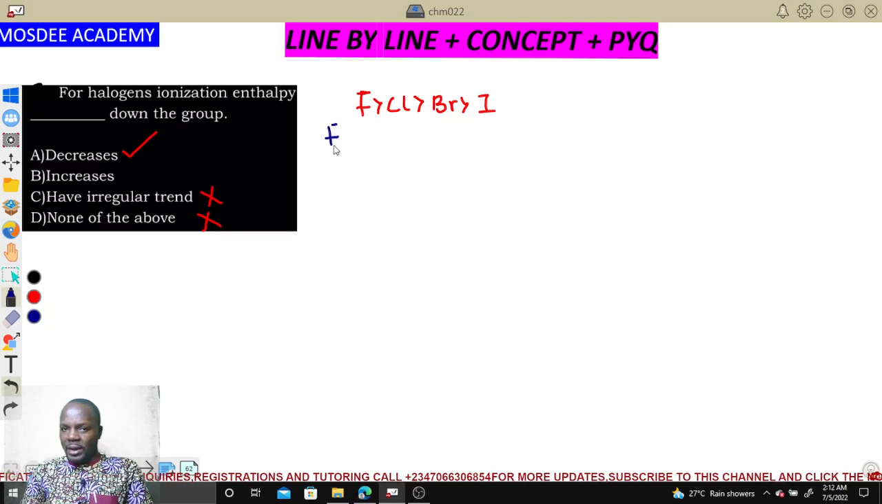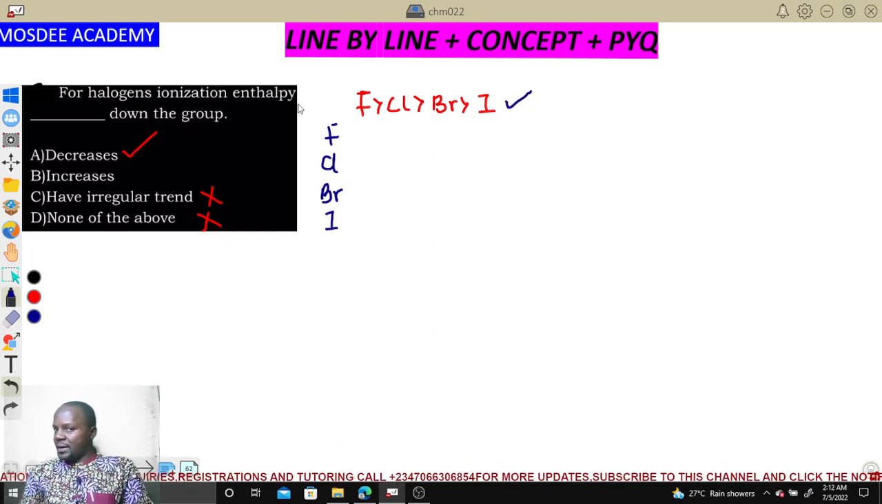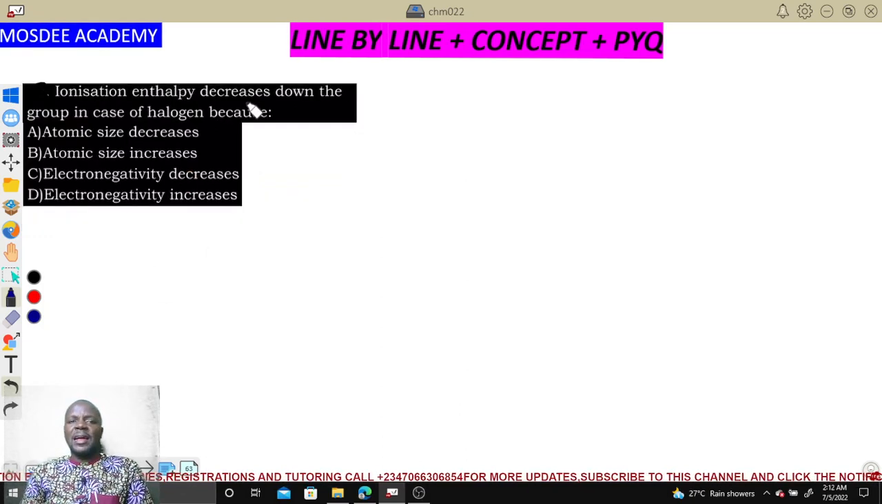You know, the trend is fluorine, chlorine, bromine, and iodine. So if I say fluorine is greater than chlorine, is greater than, so this is the trend. So it should be decreases. Don't let the inequality cause a problem. So the next one says ionization energy decreases down the group in the case of halogens because of their dash.